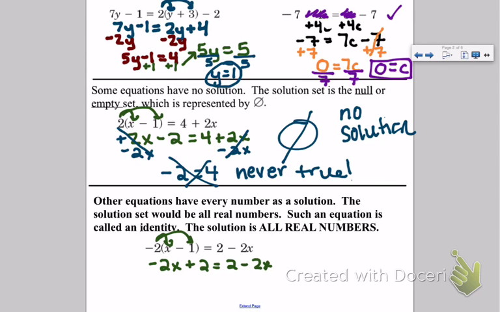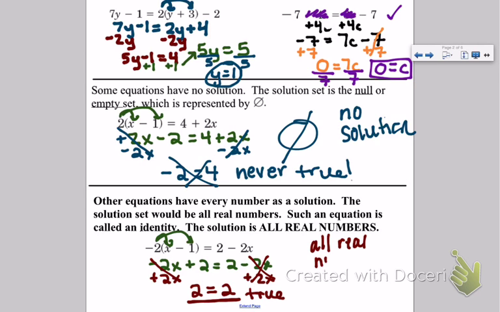When we go ahead and move our variables to get them on the same side, let's move our 2x over to the right. We need to use the opposite, so we get that to cancel to 0. We get 2 equals 2, and then negative 2x and positive 2x go to 0 as well. We're left with this statement. 2 is always equal to 2, so that's true. In that case, our answer is all real numbers. If you get a statement that is true all the time, all real numbers is the solution.